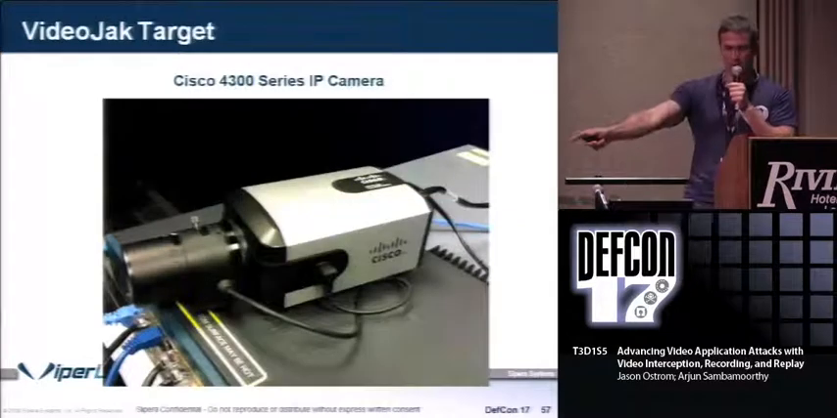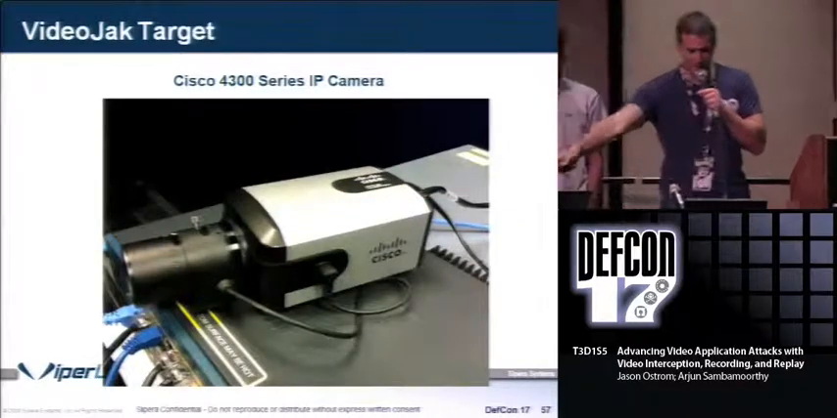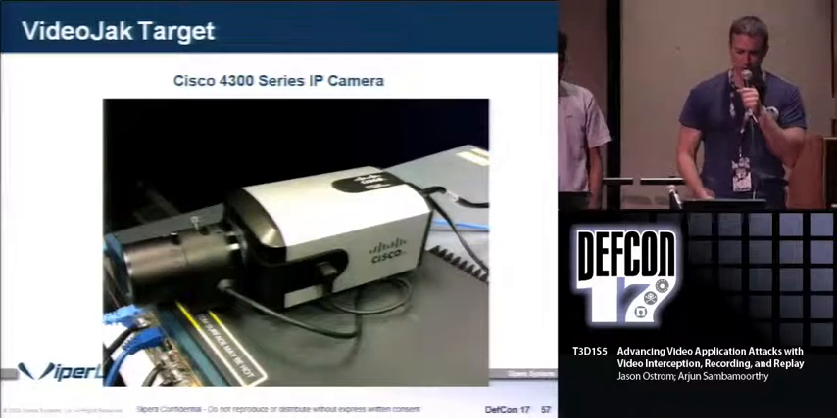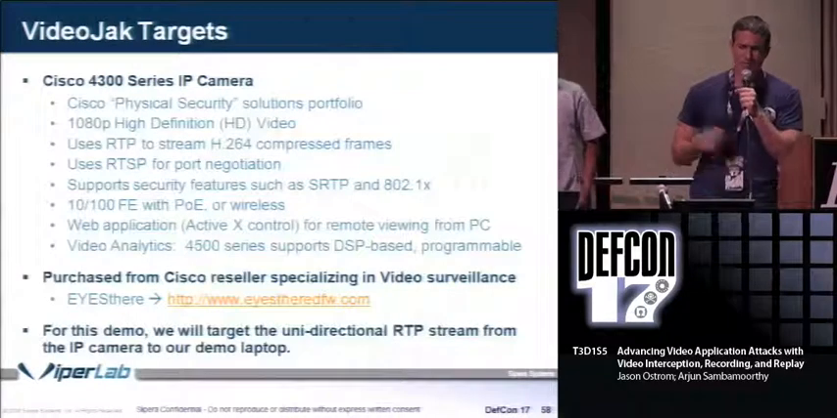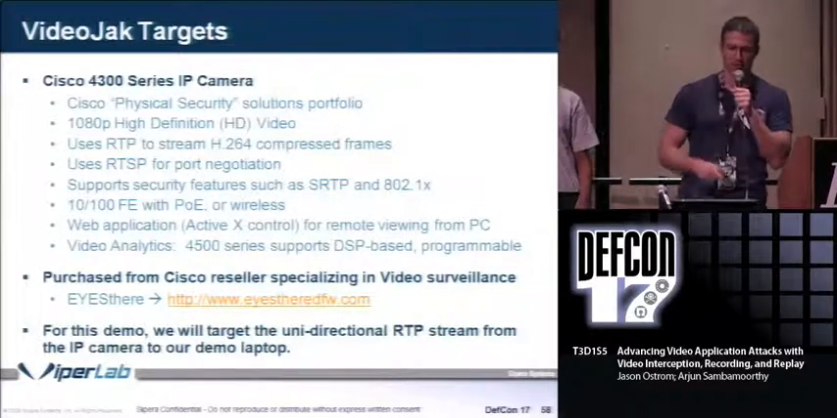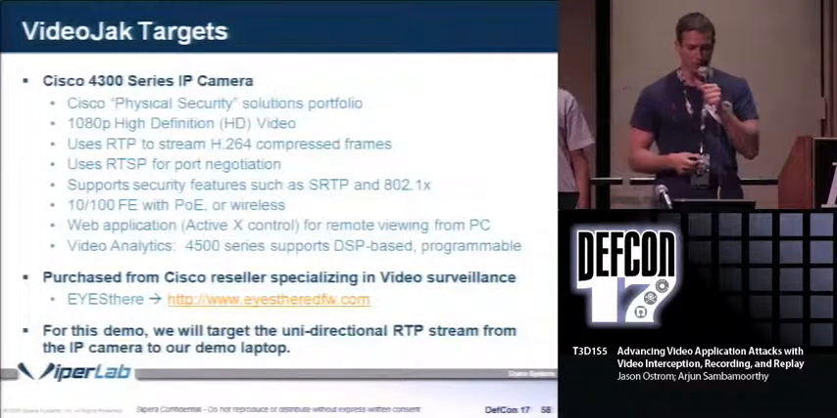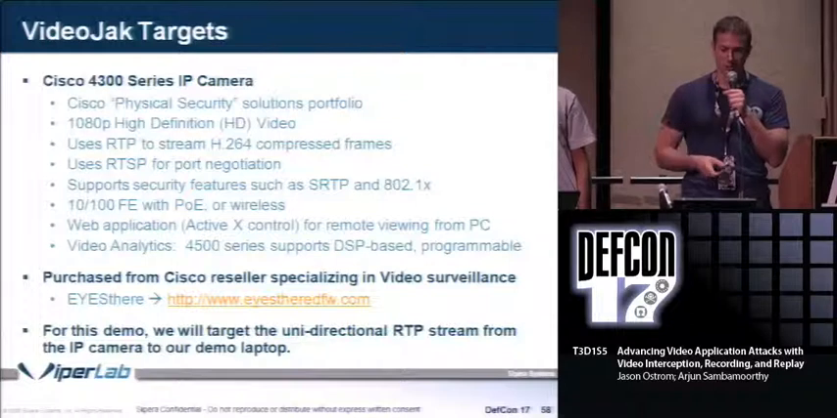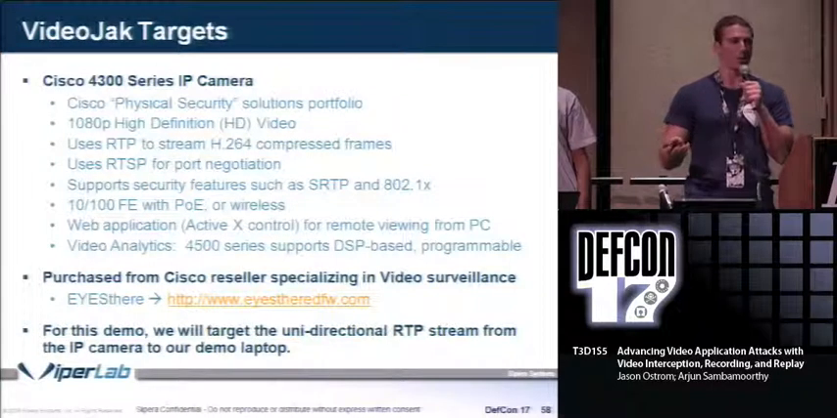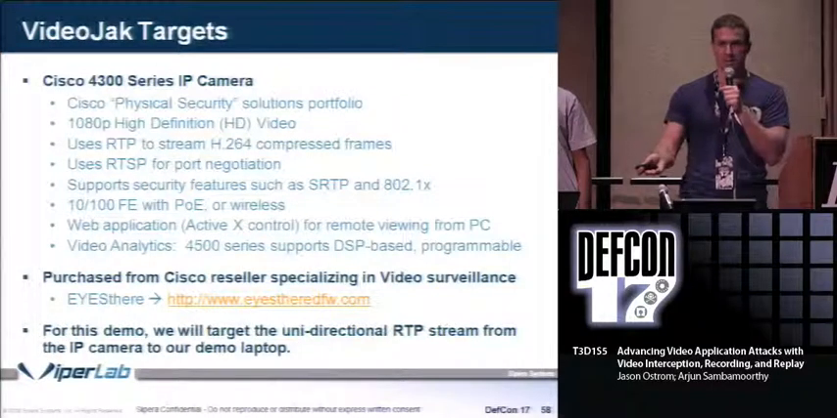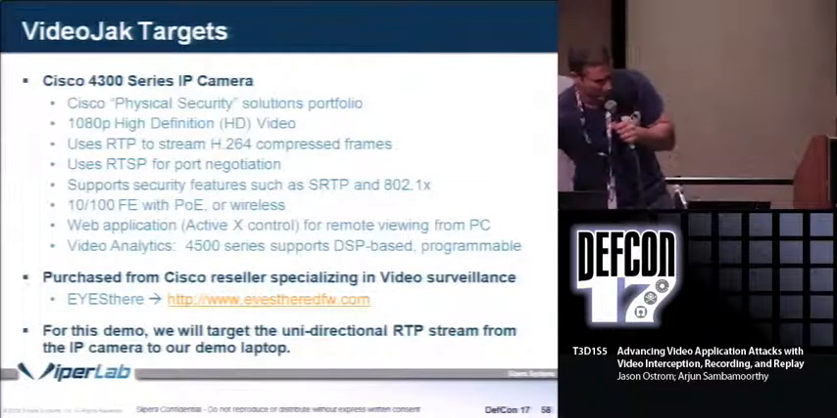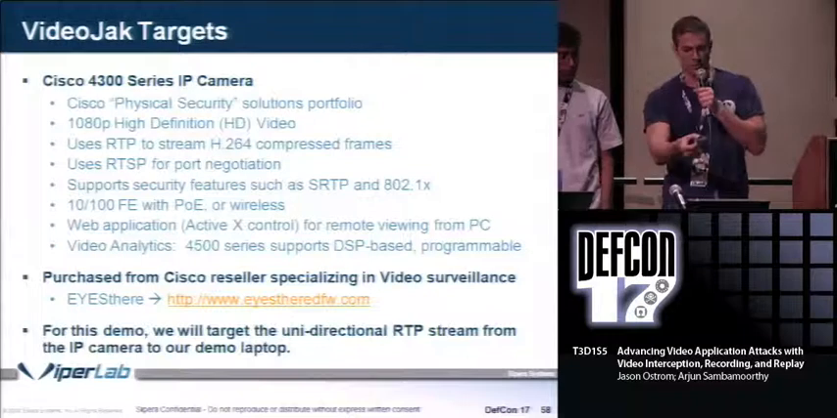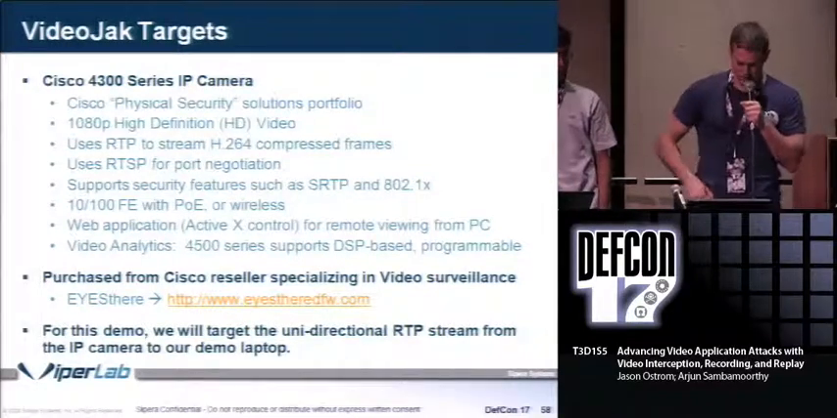Okay, here's our target right up here. It's kind of hard to see, but it's a beautiful little new 4300 series IP surveillance camera. It's a 1080p high definition. We bought it from a Cisco video surveillance reseller. It uses RTP for port negotiation. It does support security features, like encryption, SRTP. By default, it's not enabled. And it supports 802.1x as well.